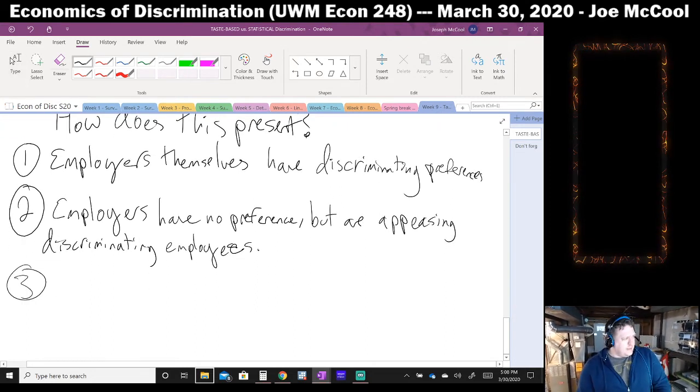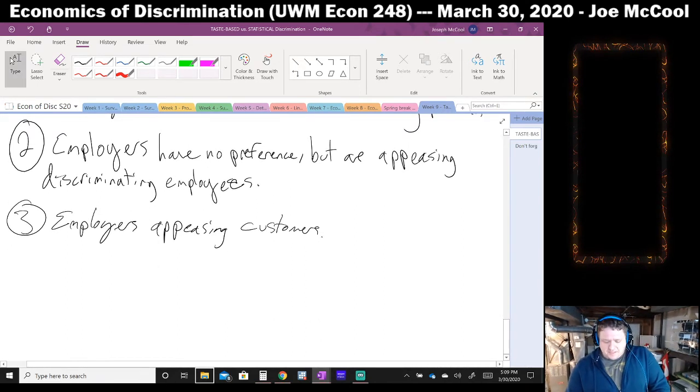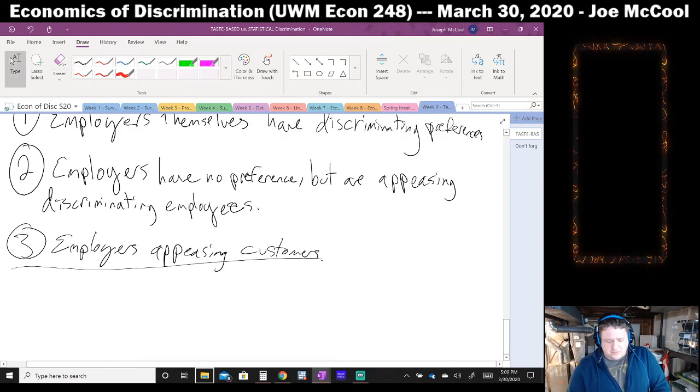And then the third is going to be employers appeasing customers. So what does that look like? The example I usually use is if you go into a Korean restaurant and a white guy comes up and takes your order, and everybody that you see working there is white, you might question how authentic the cuisine is, right? We'll see what this looks like also here in just a moment. But these are the three different kinds that we're going to look at.